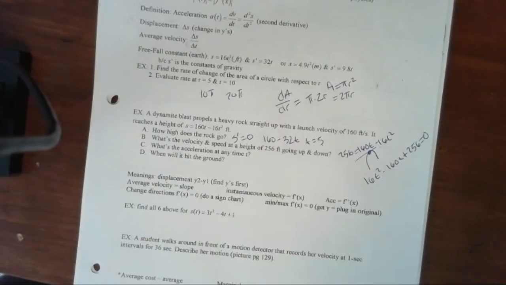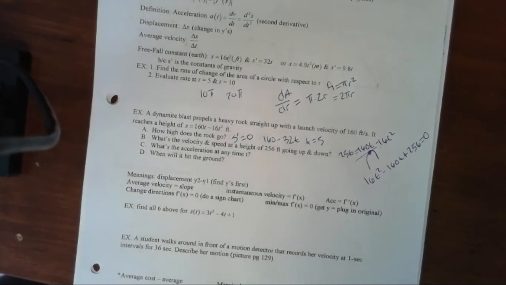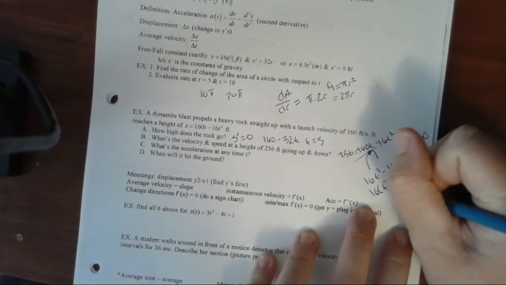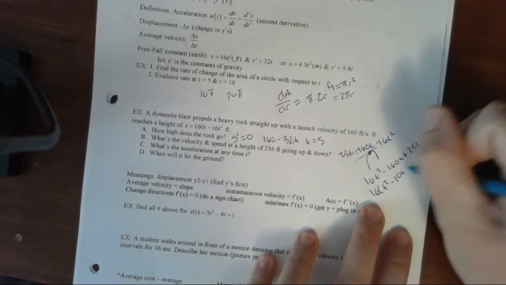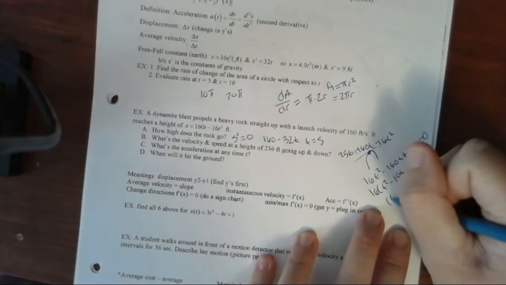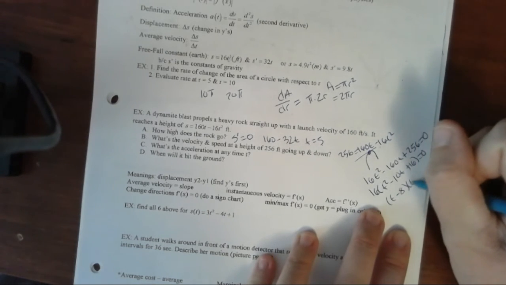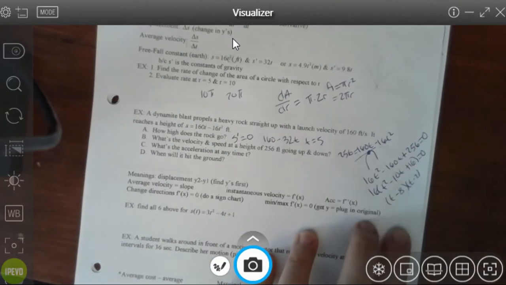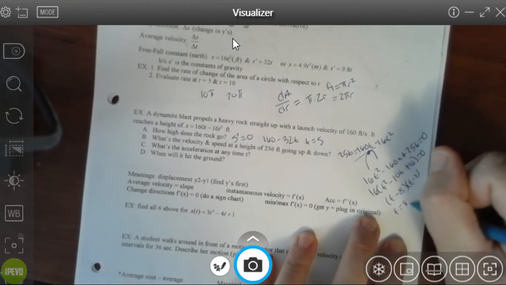I believe these are all divisible by 16. Let me check real quick. 256 divided by 16, yeah, 16. So if I pull out my 16 here, I get t squared minus 10t plus 16. That would be a negative 8 and a negative 2. Okay, so it happens when t is 8 and when t is 2.